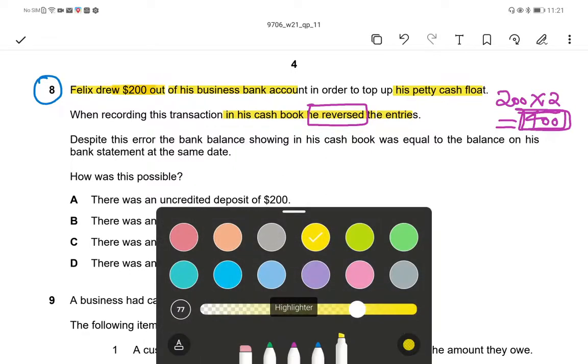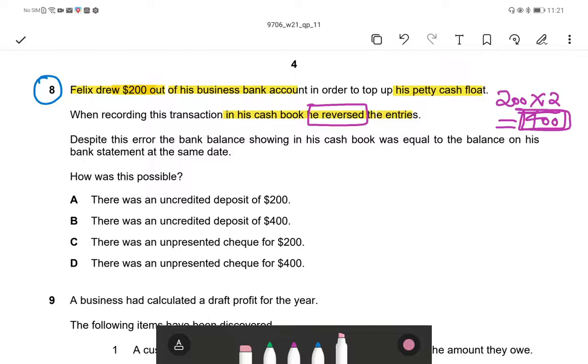What is the question? Despite the error, the bank balance showing in his cash book was equal to the balance on his bank statement. With this error, the cash book and bank statement are equal. How was this possible? Actually, 400 is on the debit side, so the cash book shows 400 overstated. So the bank statement should actually be showing 400 less. But by mistake, now it shows equal. What will be the reason?